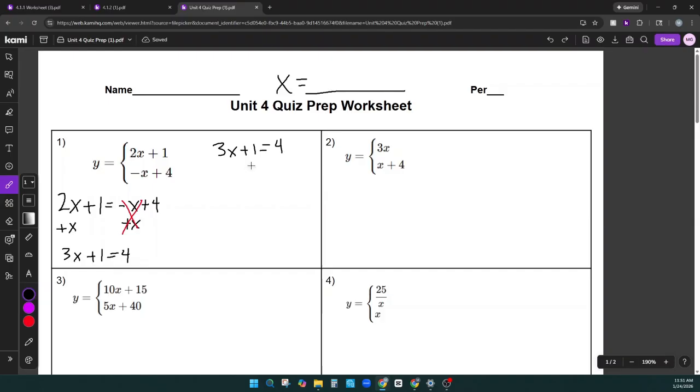And now it becomes just like the problems we were doing before. I want to get x by itself. So I have to get rid of this 1. I minus 1. I have 3x is equal to 3. I divide by 3. I divide by 3. And I have x is equal to 1.